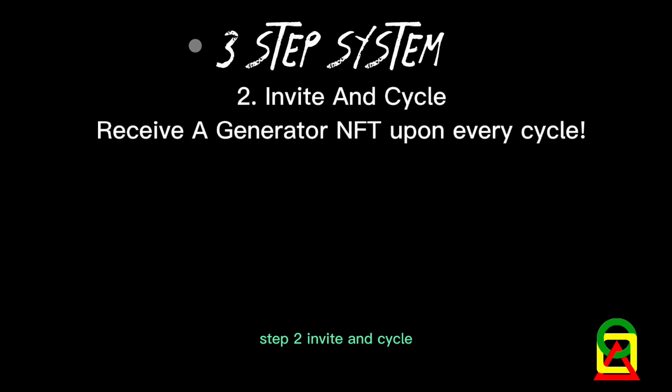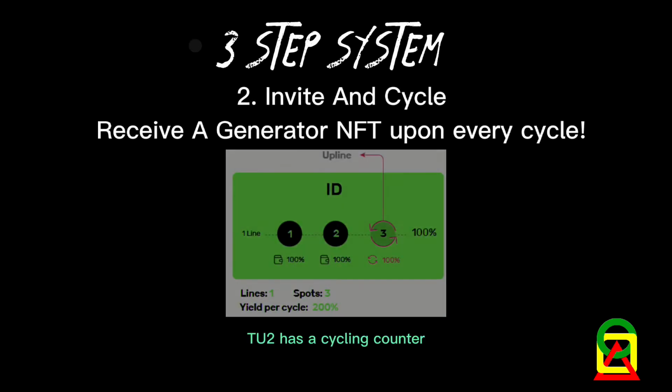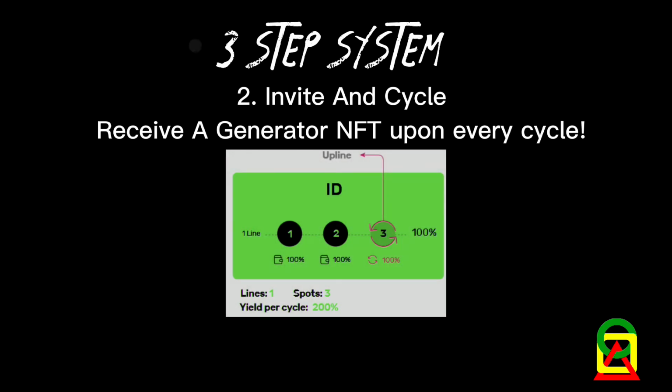Step 2. Invite and cycle to receive WAGA generator NFTs. TU2 has a cycling counter. Each 3 members equal 1 full cycle, and the TU2 structure will begin again. The TU2 structure is naturally filled by each member's individual and personal efforts to invite members to interact with the TryUnity smart contract. Each account is accessible to the address that owns the digital citizenship NFT.